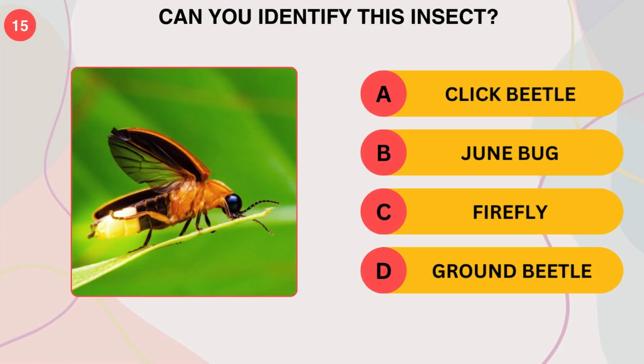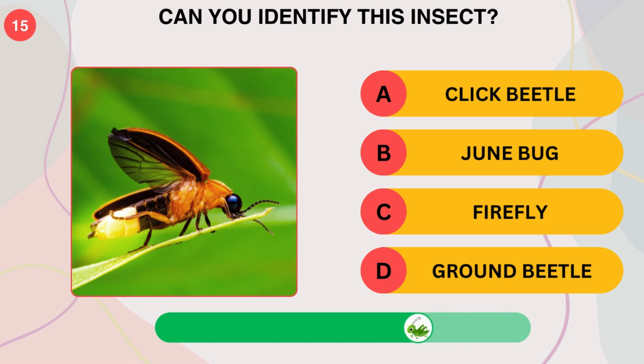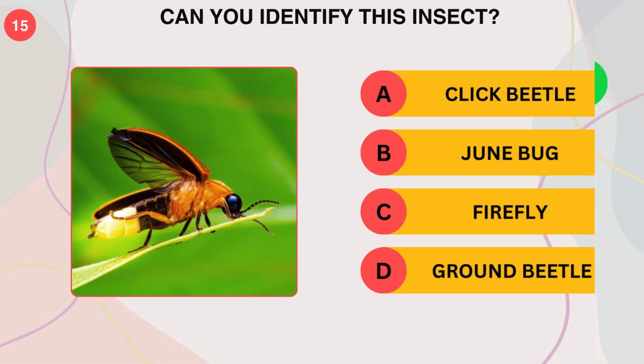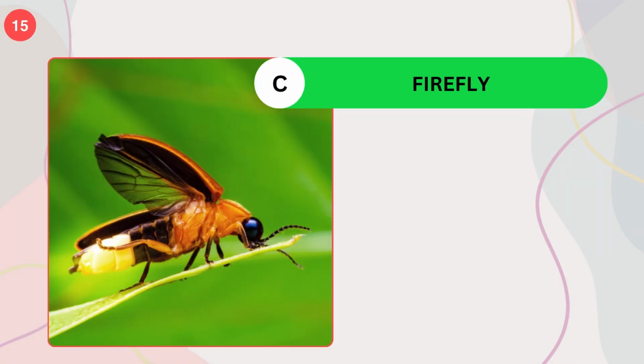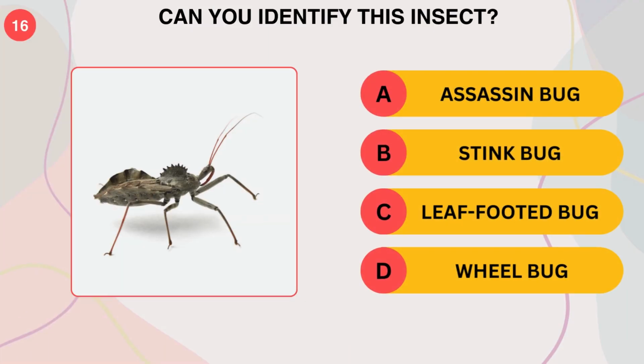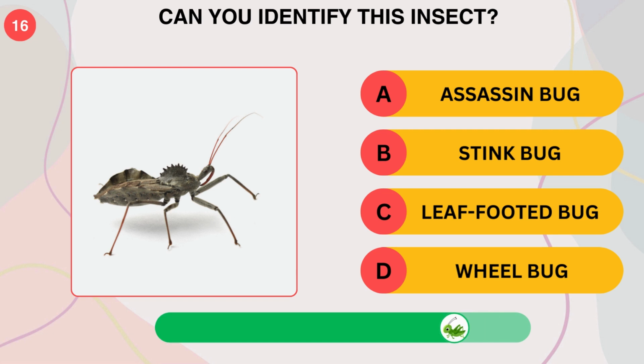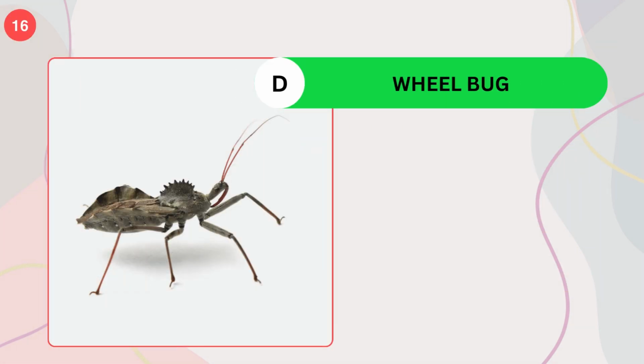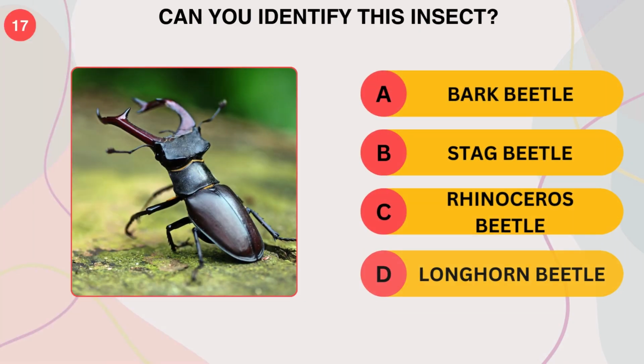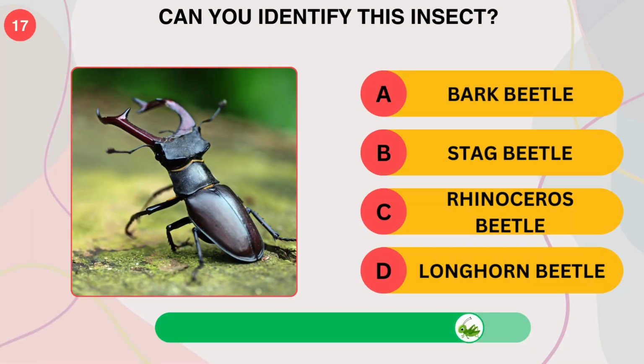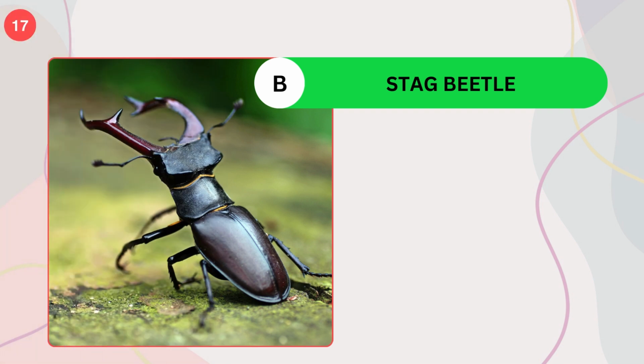Can you name this insect? Firefly. Identify the insect in this picture. It's a wheel bug. What insect is depicted here? Stag beetle.